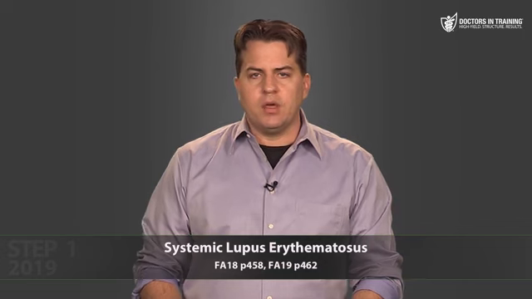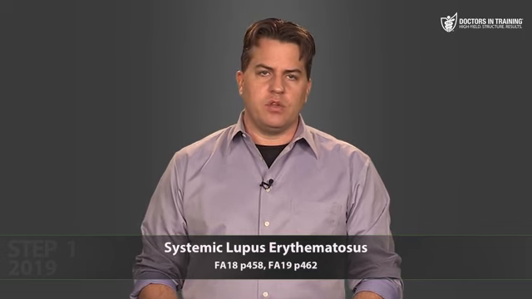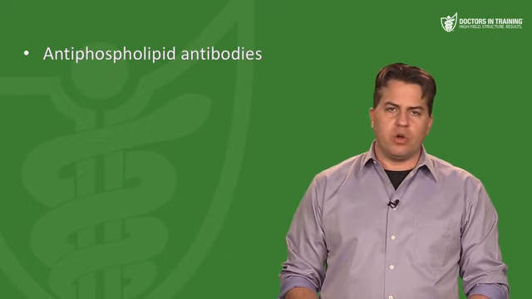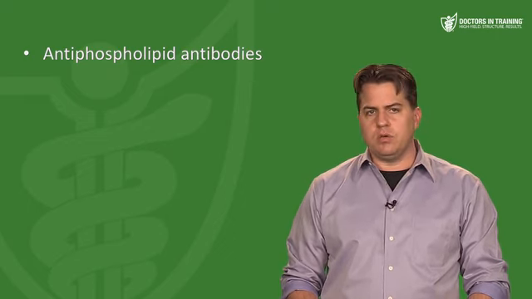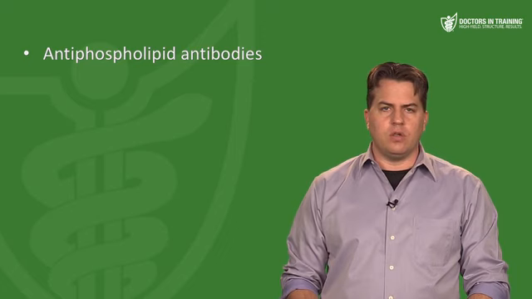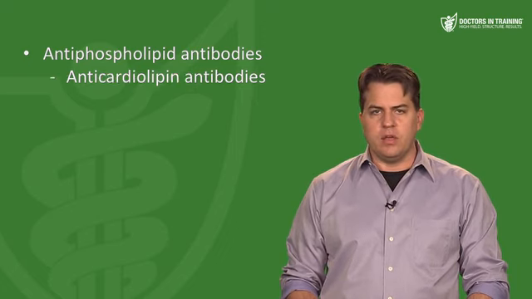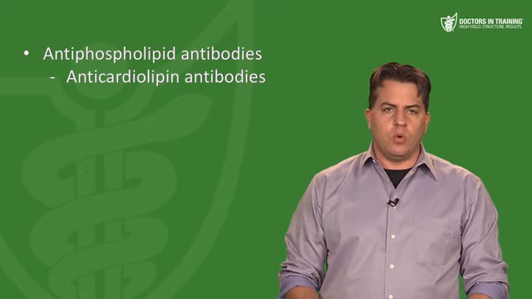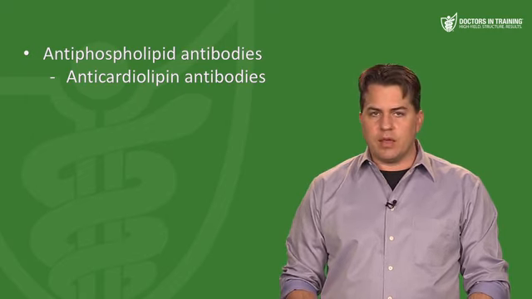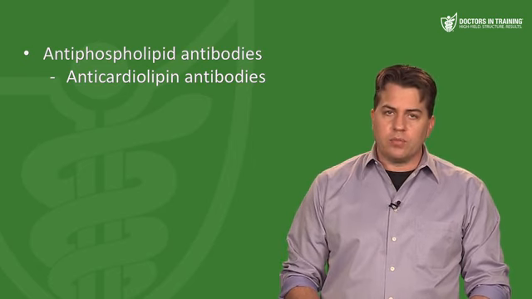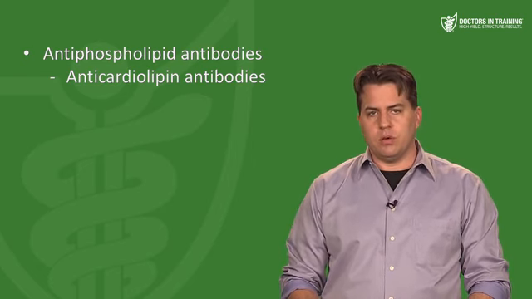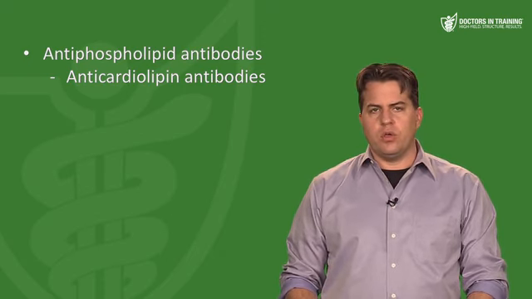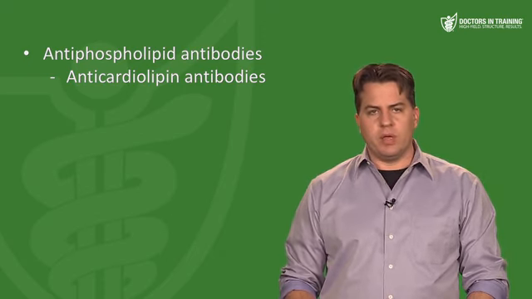A couple more labs that you might check in a lupus patient. There are anti-phospholipid antibodies, which cross-react with the cardiolipin used in lab tests. So you'll also hear these called anti-cardiolipin antibodies. You can have positive anti-phospholipid antibodies or positive anti-cardiolipin antibodies without having lupus, but they are commonly associated with lupus. And these antibodies cause coagulation disorders, resulting in hypercoagulability.